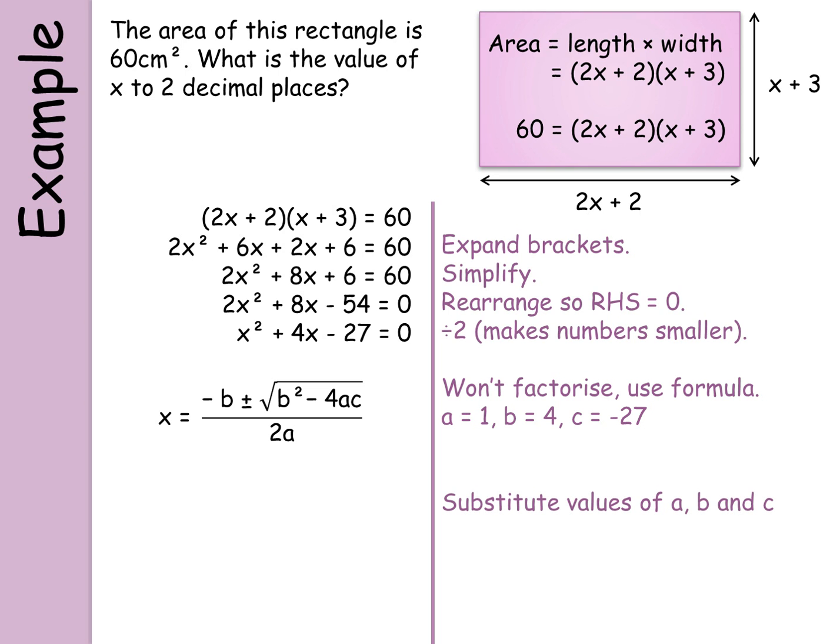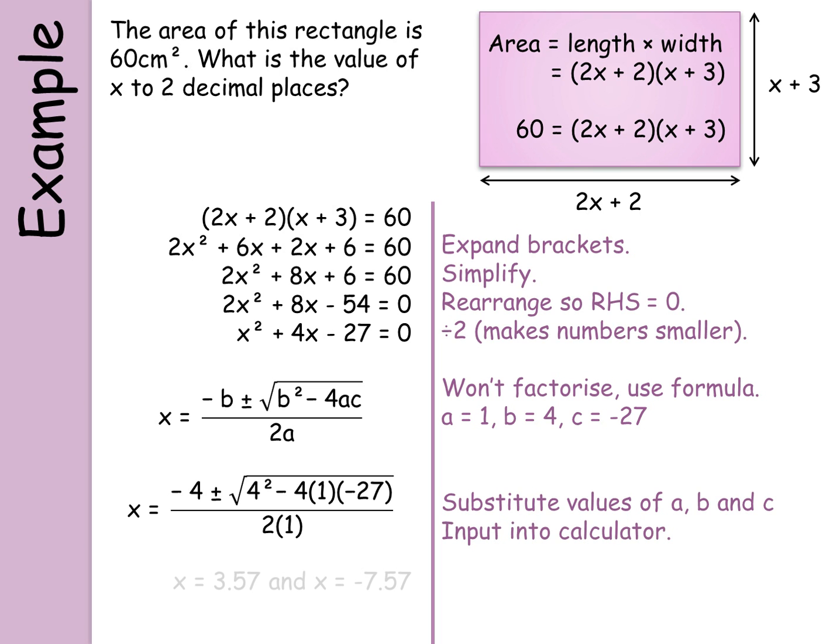All I do then is substitute those values of a, b and c into the formula. So wherever I've got a b, I put 4 in, wherever I've got a, I put 1 in, and wherever I've got c, I put minus 27 in. All you need to do then is type that very carefully into your calculator. Make sure you know how your calculator works and how you need to type it in to get the correct answer. This gives me x equals 3.57 and x equals minus 7.57.